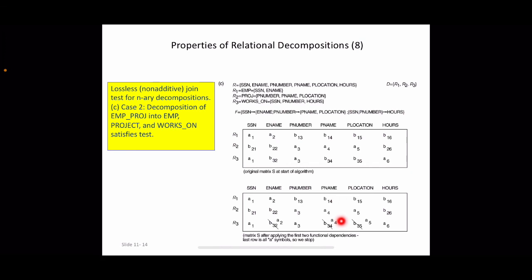Now the fifth step, that is the last step, we have to check whether any of the rows in this matrix has entirely A symbols. R1 doesn't have, R2 also doesn't have. What about R3? Yeah, R3 contains fully A symbols, right? So that means this decomposition is lossless. Okay. So this is how we can apply this algorithm and test for lossless join property. The remainder you can see in the next session. Thank you.